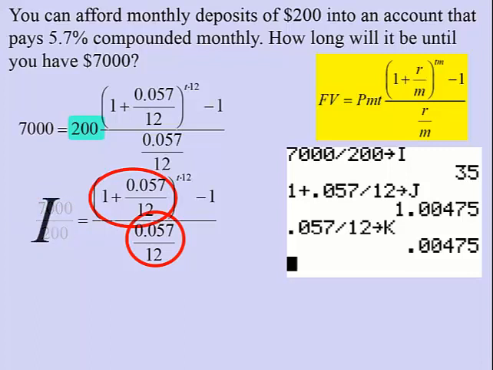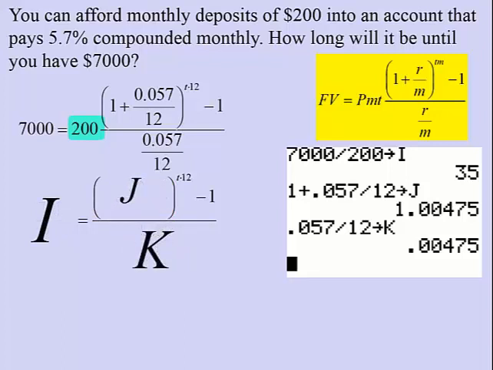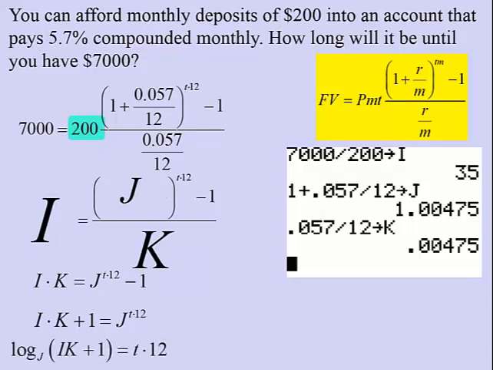So this is what my new formula would look like with the I, J's, and K's. Now this is a little easier to deal with without all those big ugly numbers. I'll multiply both sides by K, add 1 to both sides, and then convert this into logarithms. The base is J. The logarithm is the exponent, which is T times 12. And then the other number is I times K plus 1. So there's the proper conversion to logarithms.